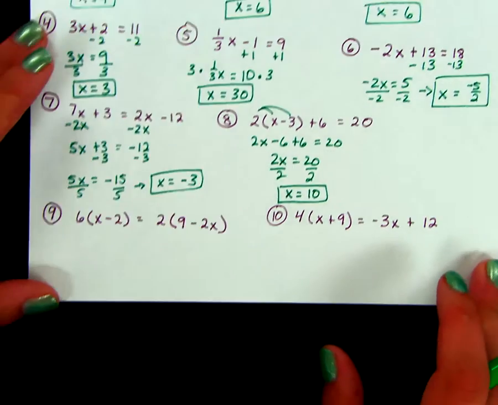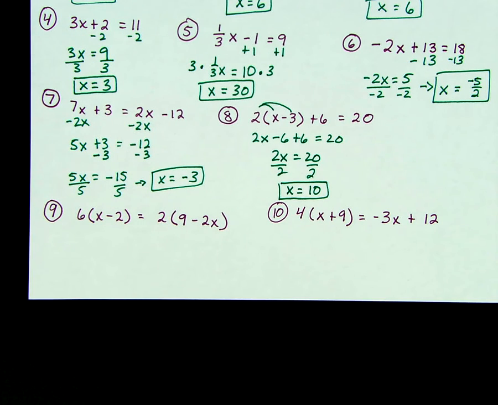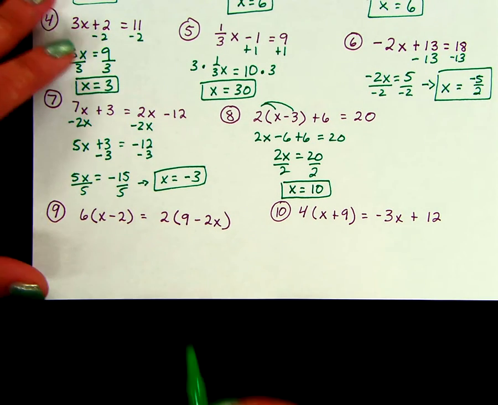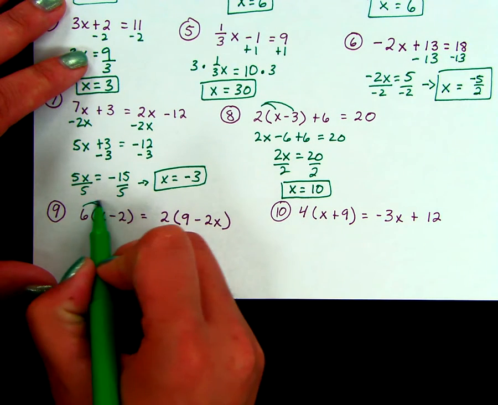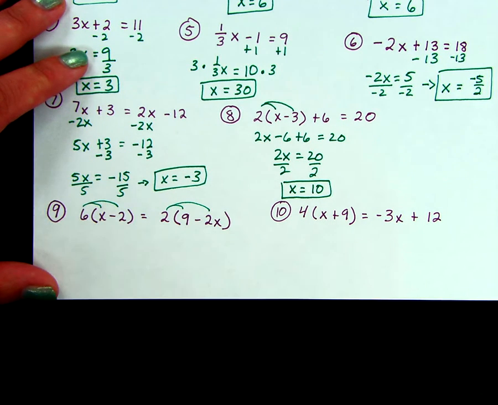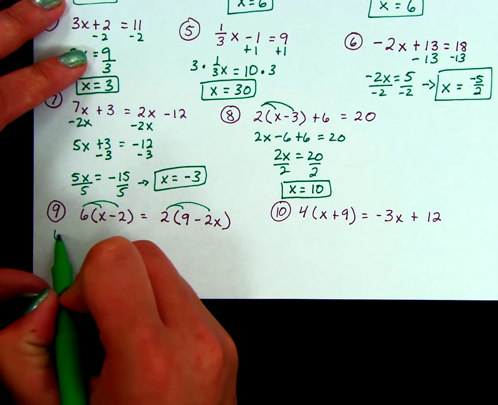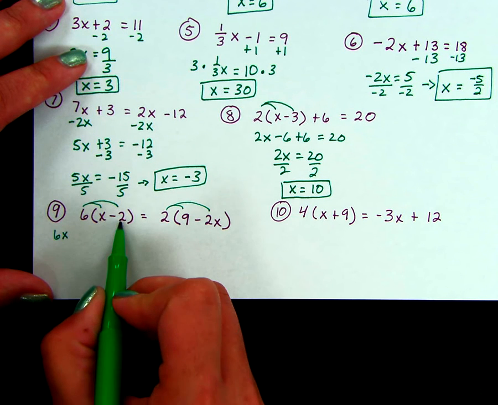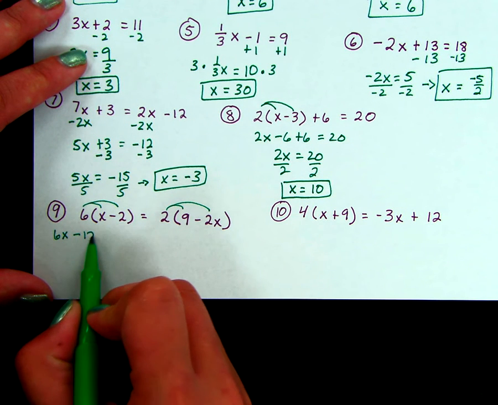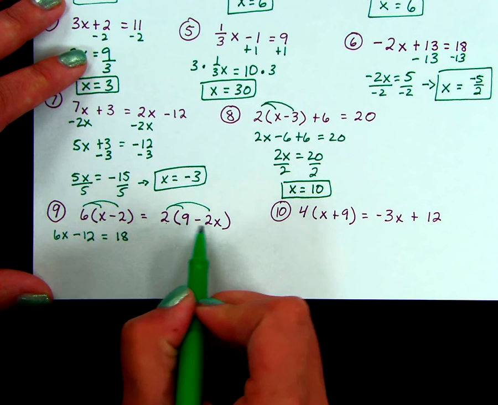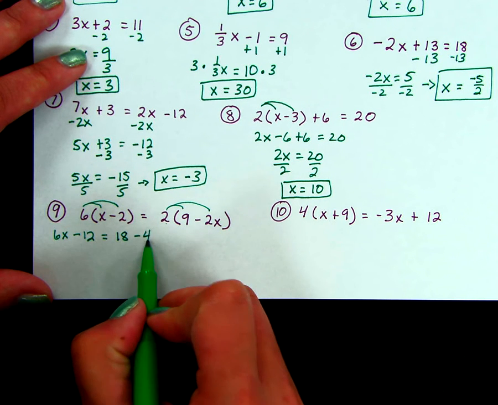All right, continuing. Number 9 looks like we have grouping symbols on both sides of our equal sign. So let's start by distributing first on each side. So we're allowed to do that at the same time. So 6 times x is 6x. 6 times negative 2 is negative 12. 2 times 9 is 18. 2 times negative 2x is negative 4x.